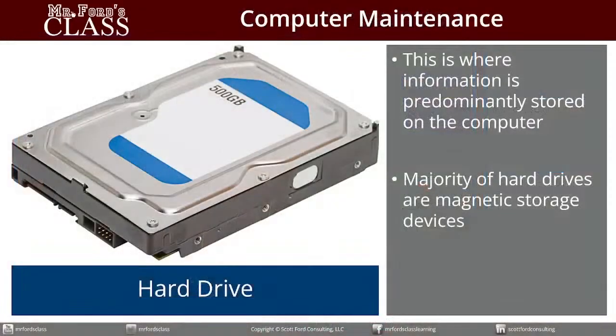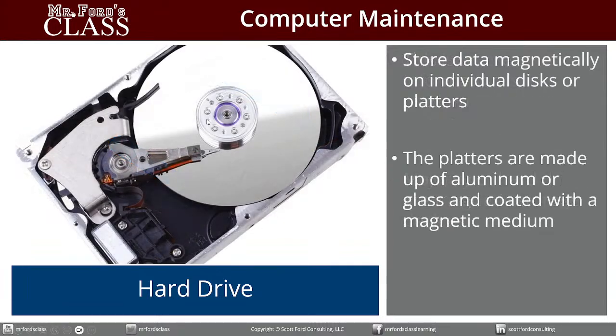Okay. So, hard drives are where information is stored predominantly on computers. The majority of hard drives are magnetic storage drives, and when we start taking a look at solid state drives, you'll see that we use something different. So, the hard disk drive stores data magnetically on individual disks, or platters. The platters are made of aluminum or glass, coated with a magnetic medium.